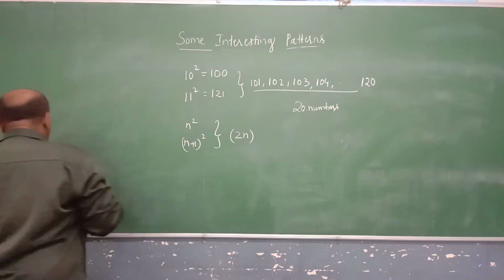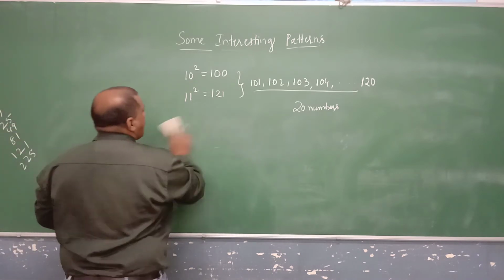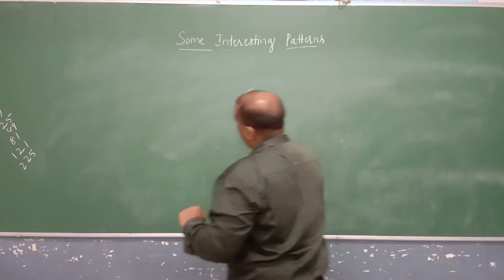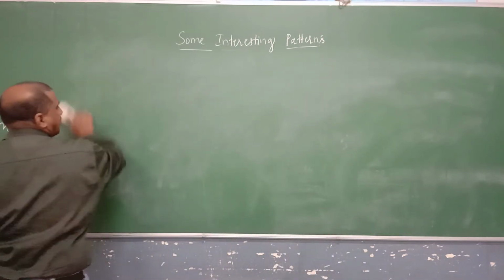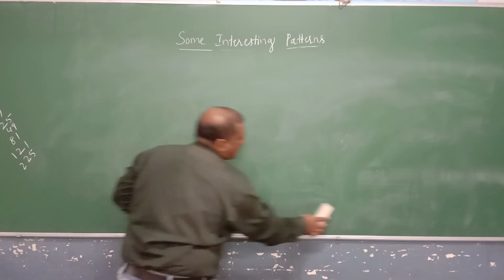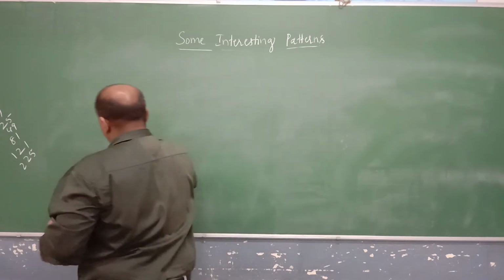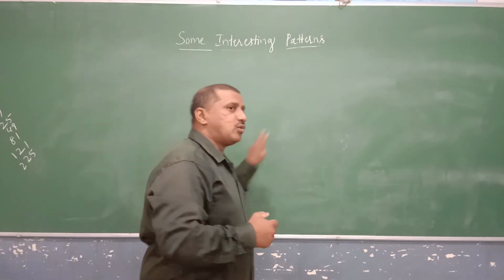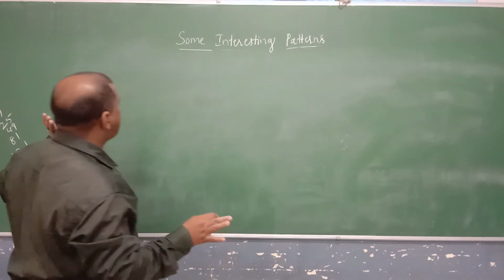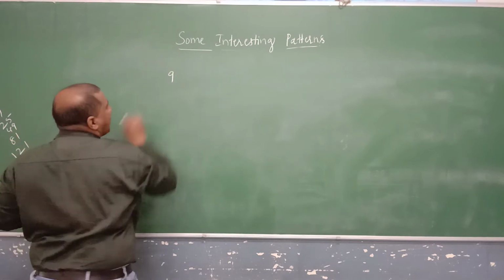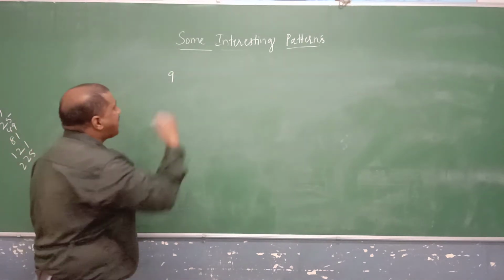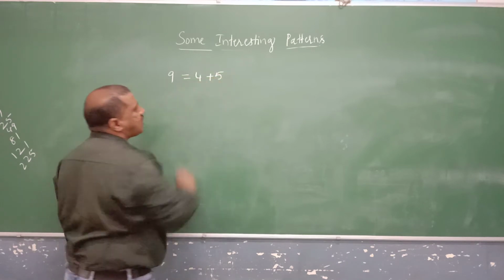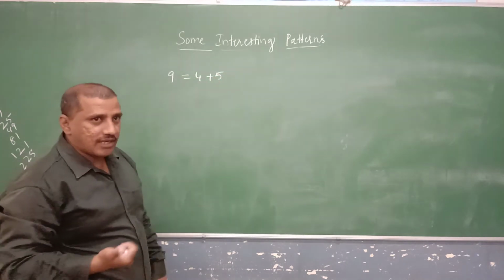Now we will discuss one more pattern. We can write some perfect square numbers as the sum of two consecutive natural numbers. For example, take 9. 9 is a perfect square. 9 can be expressed as 4 plus 5. 4 and 5 are two consecutive natural numbers.